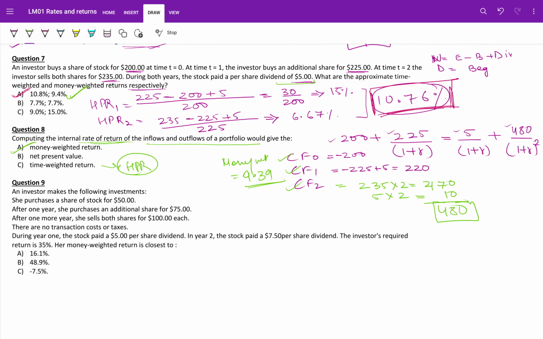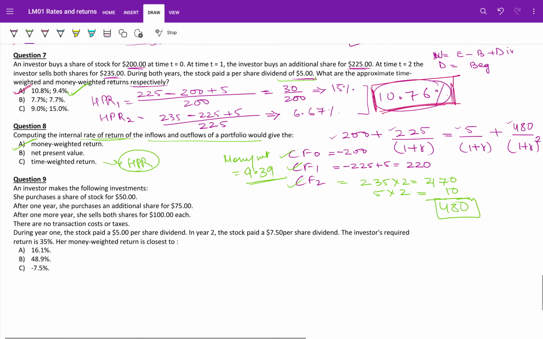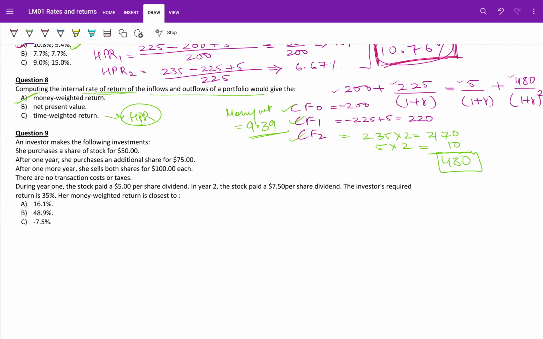And the final question, question number nine. An investor makes these investments. She purchases stock for $50. After 1 year, she purchases another additional share for $75. And after 1 more year, she sells both shares for $100. There are no transaction costs or taxes. During year 1, the stock paid a $5 per share dividend. In year two, the stock paid a $7.5 per share dividend. Her required rate of return is 35%. Her money weighted rate of return is equal to how much?